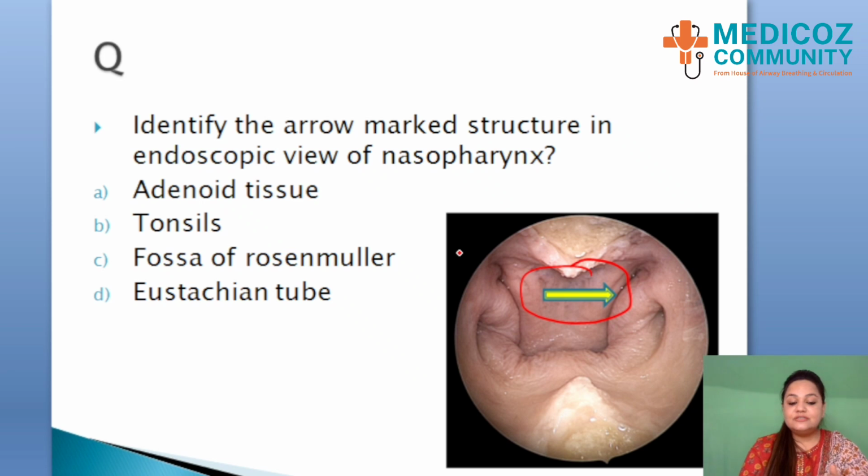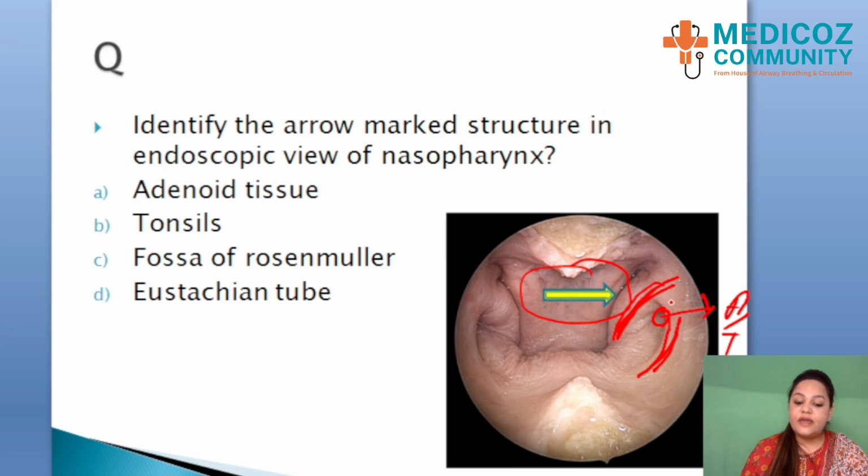Yes, so this is the nasopharyngeal part here. Here we have the opening. Obviously this is the auditory tube opening. Clear? Anterior to it we have a fold. What is the name? Salpingopalatine fold. Posterior to it, this fold is called the salpingopharyngeal fold.